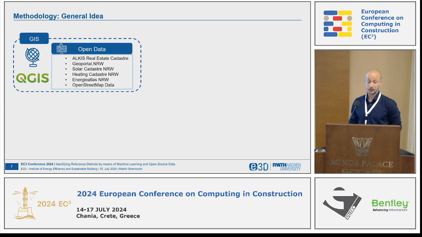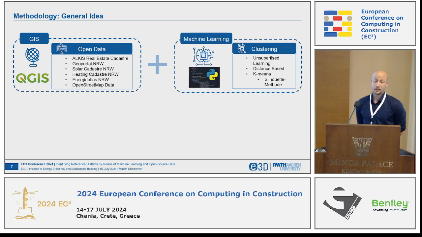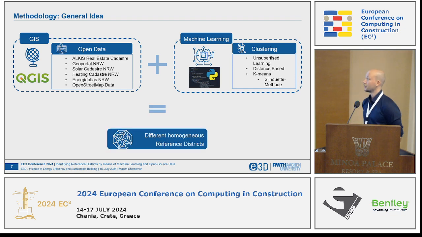So the general idea, the methodology, is to use open source georeference data of the state of North Rhine-Westphalia in Germany regarding buildings and of course energy usage, but also infrastructure. Combine this with machine learning, specifically clustering, to identify very homogeneous reference districts. So a possible energy solution to one reference district could also be applied to another reference district. So reference district is more like a type or a label we want to put on districts that we identify.